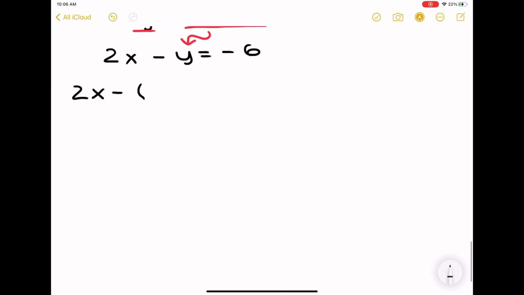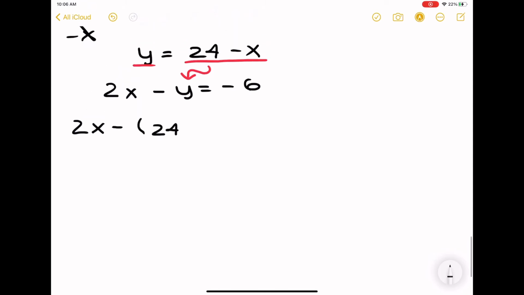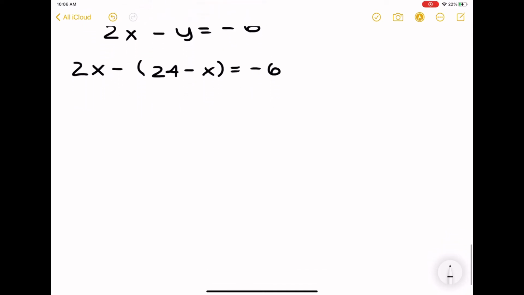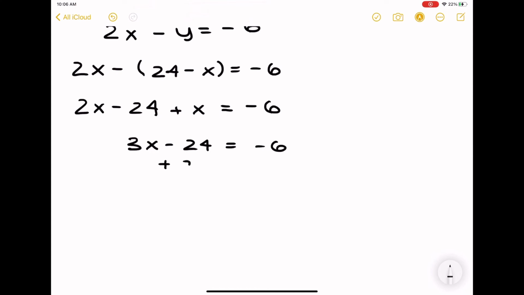So we'll have 2x minus 24 minus x is equal to -6. And then we have to distribute the negative sign, or pretend that we're distributing -1. So we'll have 2x minus 24 plus x is equal to -6. Then, once we simplify, we'll have 3x minus 24 is equal to -6.